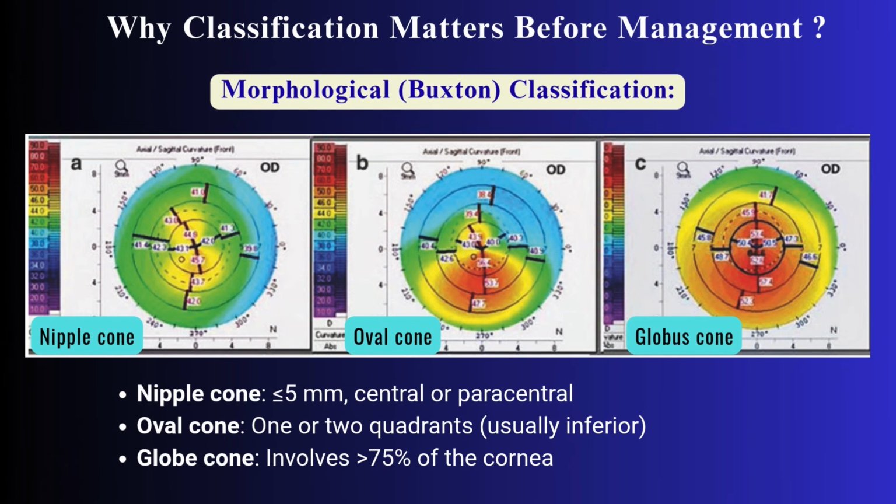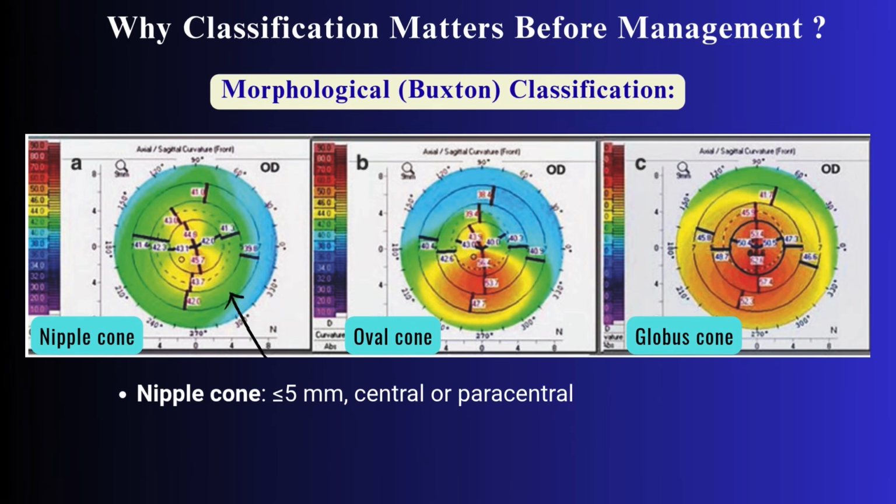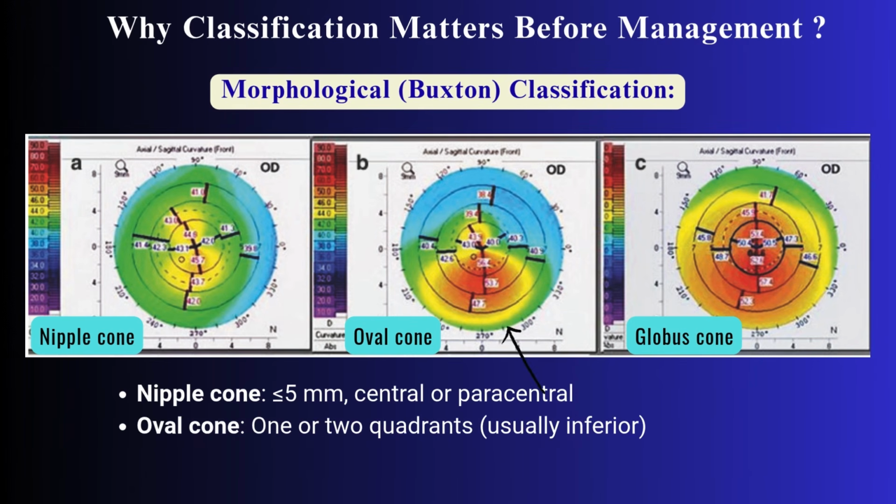This one is based upon the shape of the cone. We have the nipple cone, which is less than or equal to 5 millimeters in size and is usually found centrally or paracentrally. Then there's an oval cone involving one or two quadrants, and this oval cone usually involves the inferior part of the cornea. Finally, there is the globus cone, which involves more than 75% of the cornea.